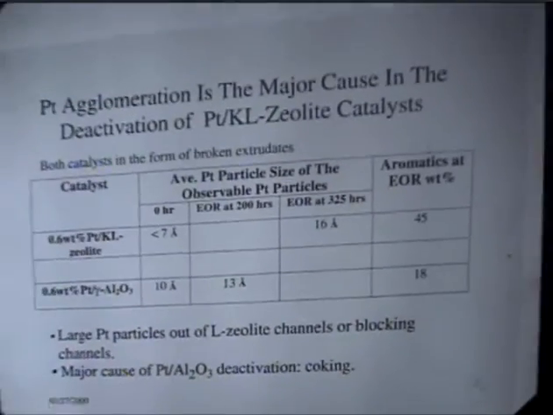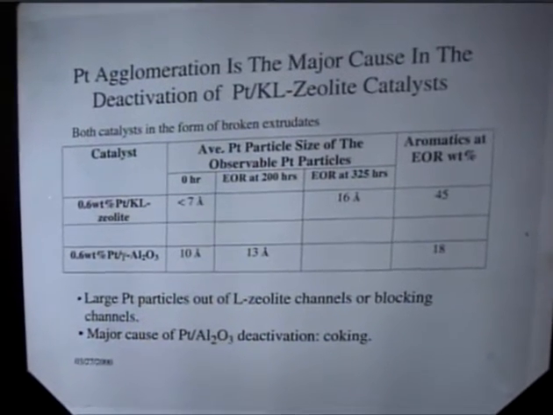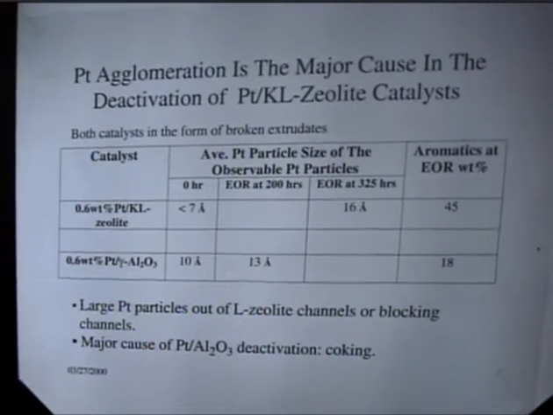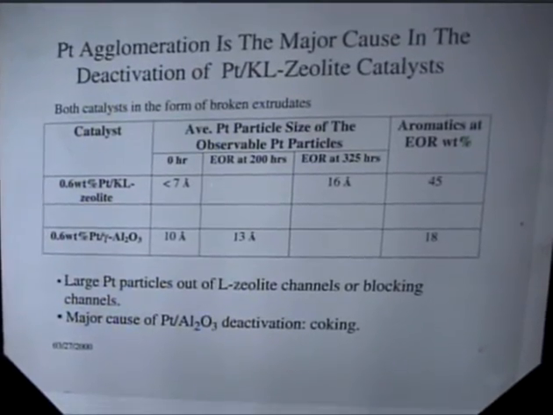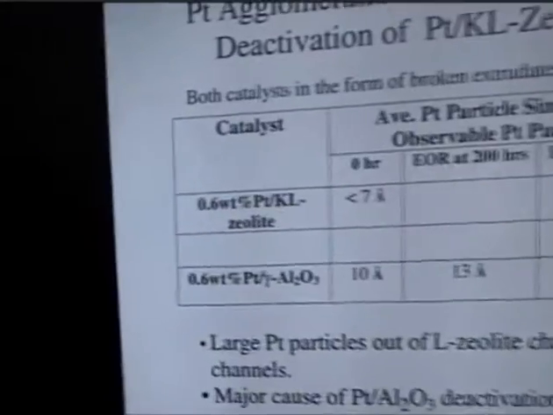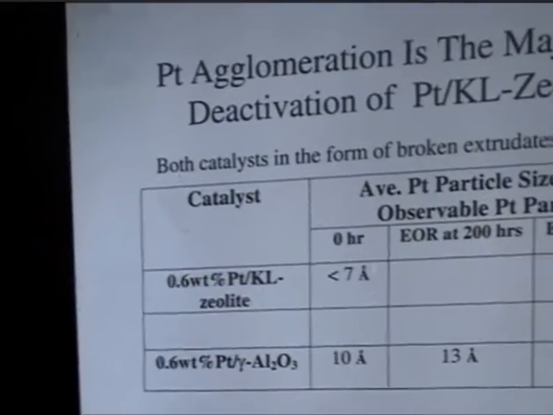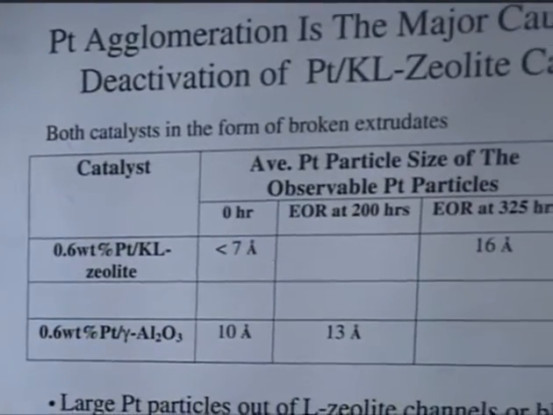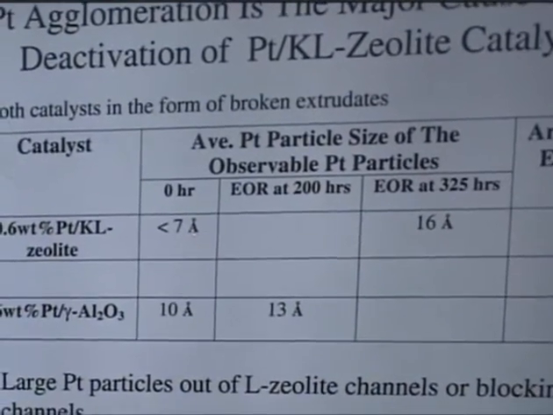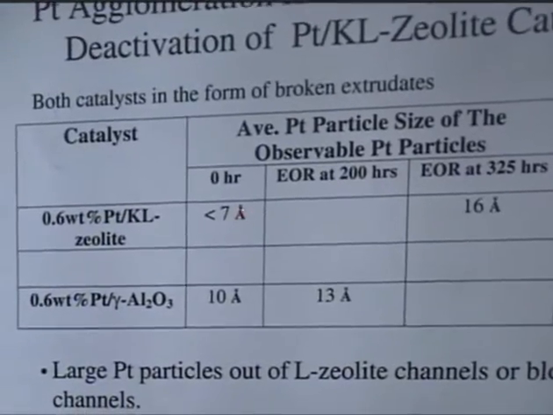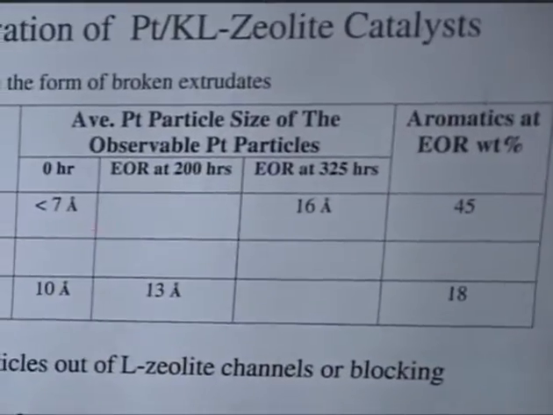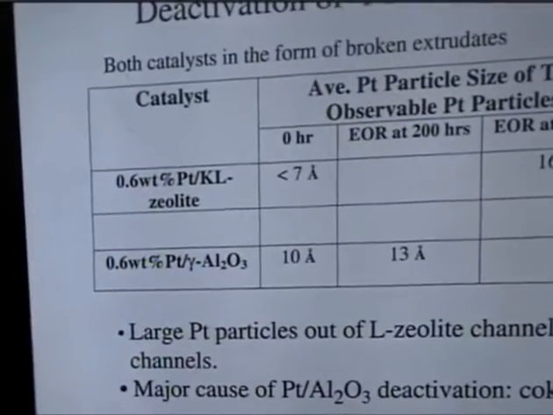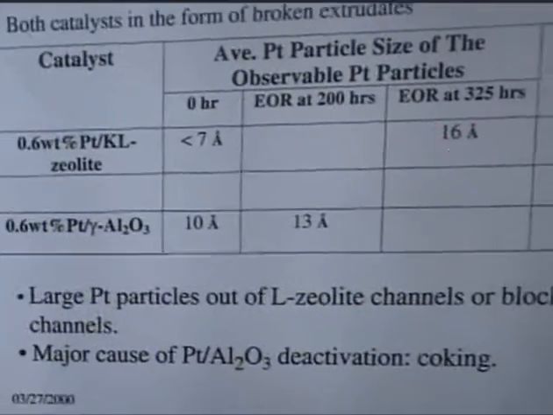Okay, now we have looked at the coke. Now we want to look at the platinum particle on the catalyst from the same run. And you can see for platinum on KL, initially we have very small particles, less than 7 angstrom. TEM does not show any platinum particle size. I mean, we cannot see it. And then with time, when we took it out at the end of the run, we have 16 angstrom.